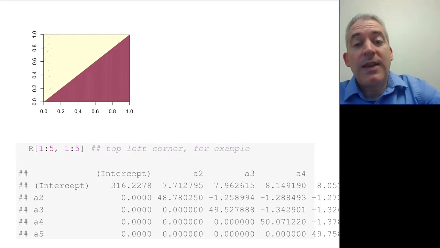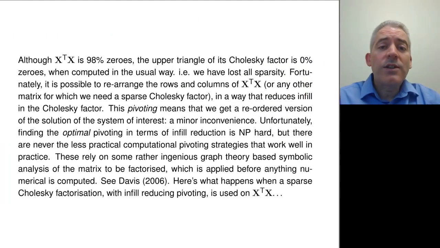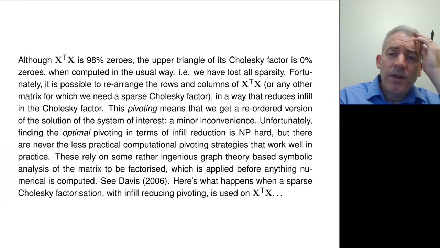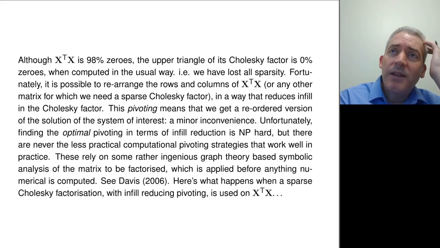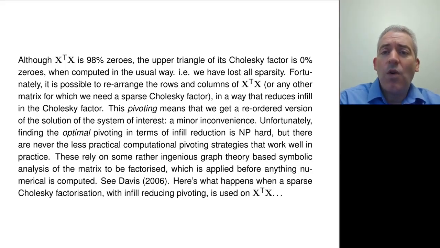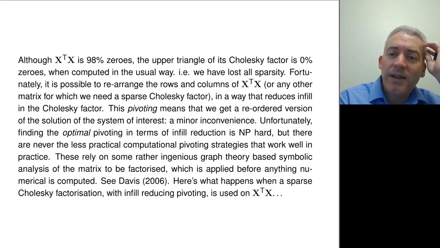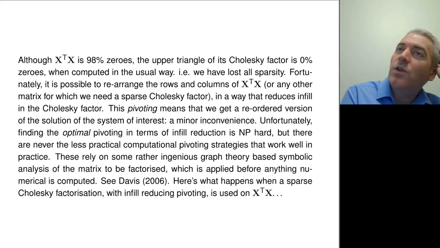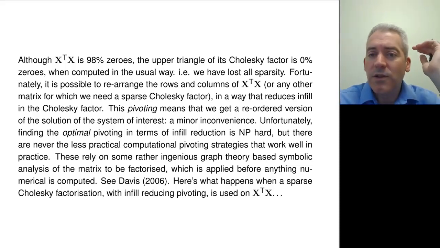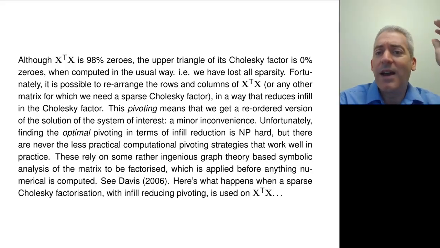So is that inevitable? No, it's not inevitable, because it turns out that the amount of fill you get depends very sensitively on the order of the rows and columns of your original matrix. So with a diagonal matrix, you won't get any fill-in whatsoever. And so what you want to do is to try and permute the rows and columns of your sparse matrix to make it as diagonal as possible, to reduce its so-called bandwidth as much as you can.